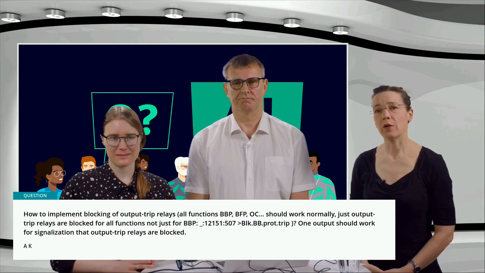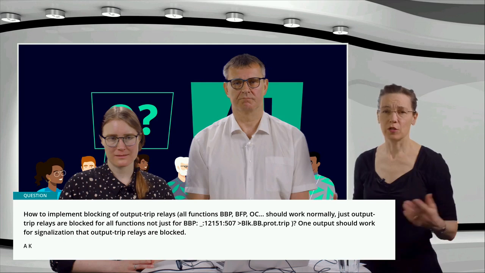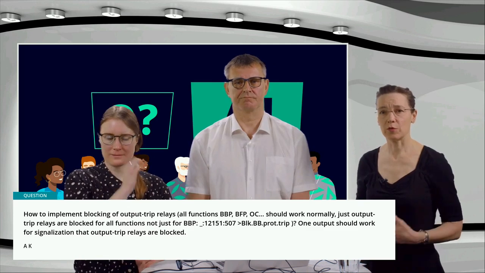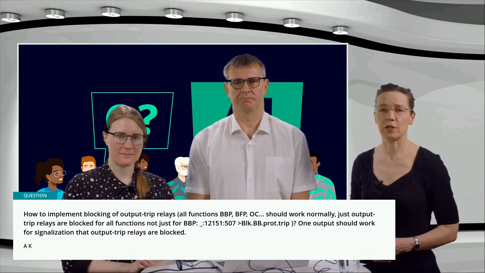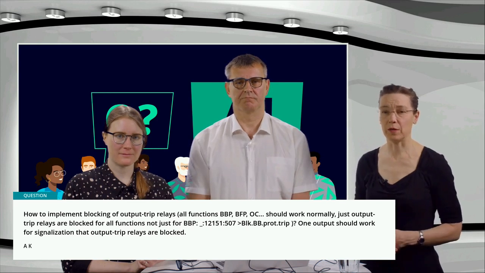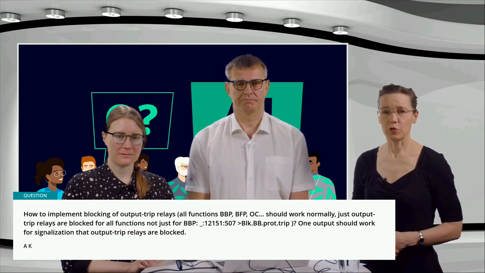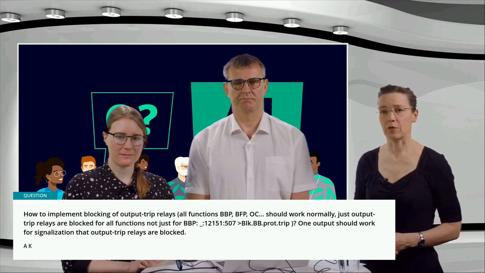The next question I can almost read, I think. Thank you. And it's a longer one. AK wants to know how to implement the blocking of output trip relays. So with all the functions BBP and BFP and OC should work normally. Just the output trip relays are blocked for all functions and not just for BBP. I think you can read the numbers there. One output should work for signalization that output trip relays are blocked.